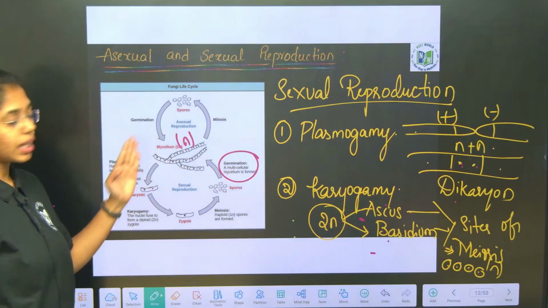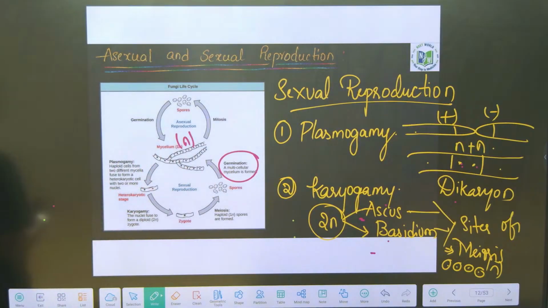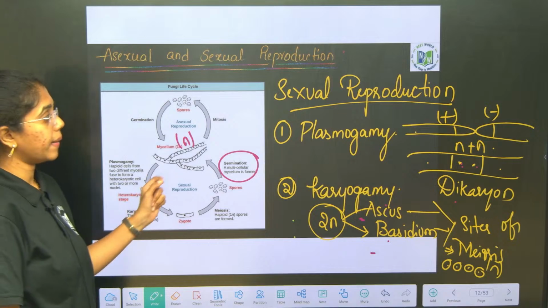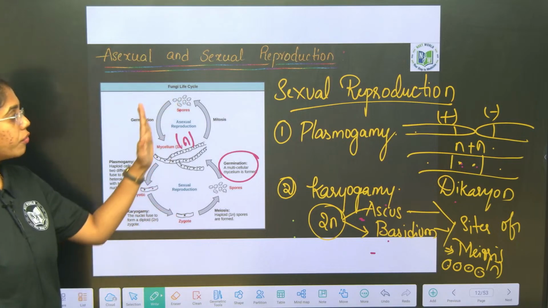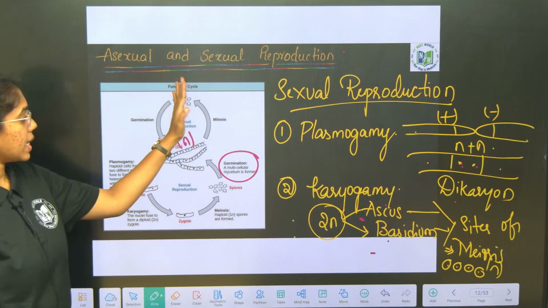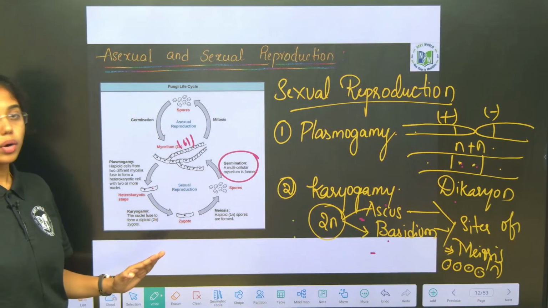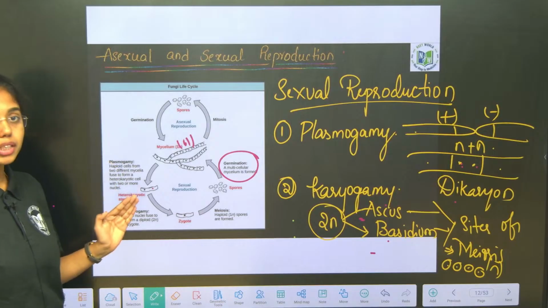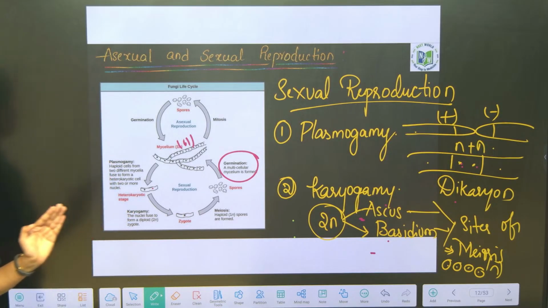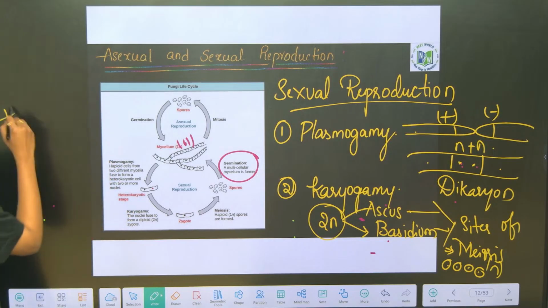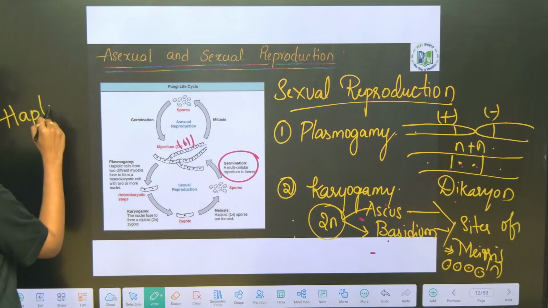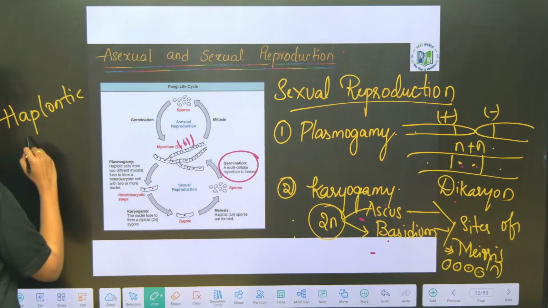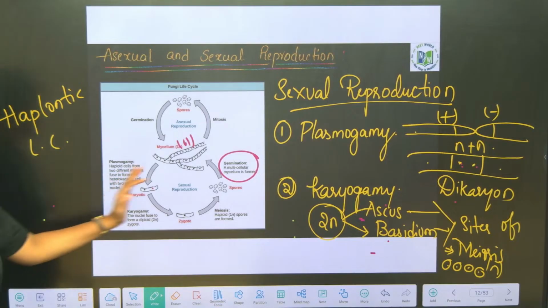On germination, they will give rise to a new fungal body, a new fungal mycelium. This is the life cycle of fungi, both asexual and sexual. If you see, most of the stages in the fungi are haploid stages. So, we can assume fungi have a haplontic life cycle, the same as that of algae. Haplontic life cycle. I hope this is clear, right?